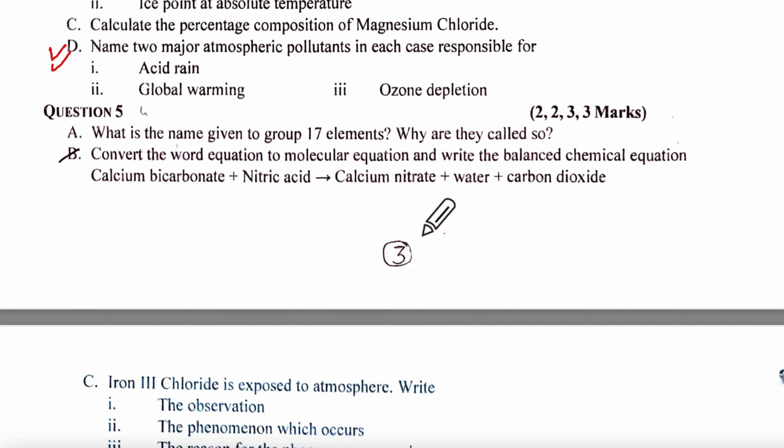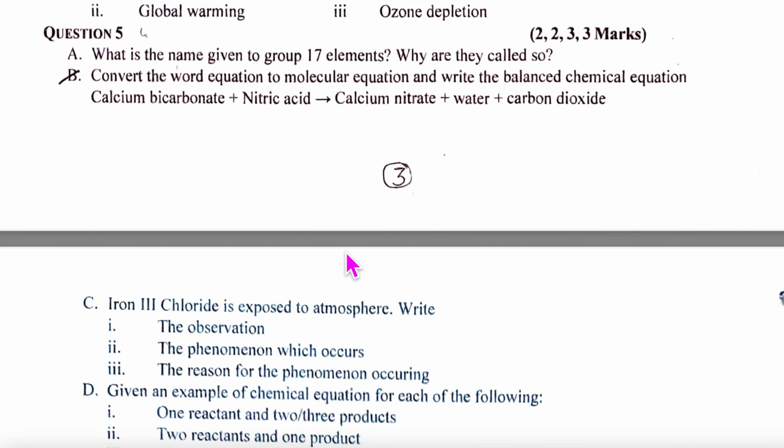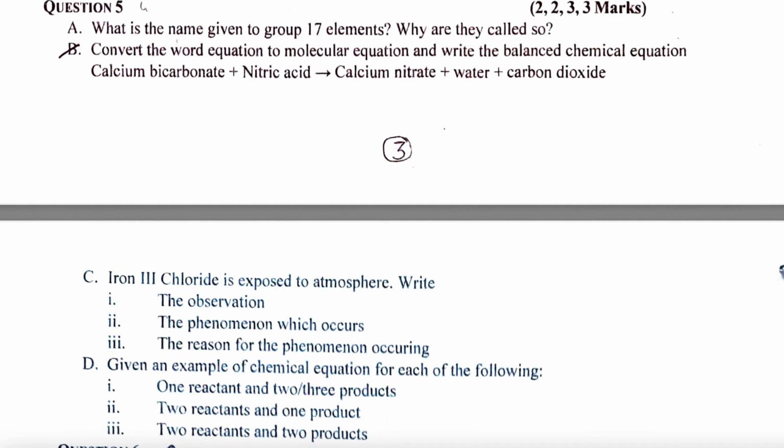Now, can you see over here what is this learning work? From which chapter is this? Atmospheric pollution. So learning work you have to do on your own. I cannot help you. I cannot learn it for you. Correct or no? You have to learn on your own. Question number 5. What is the name given to group 17? They are called halogens. Why are they called so? Learning work.